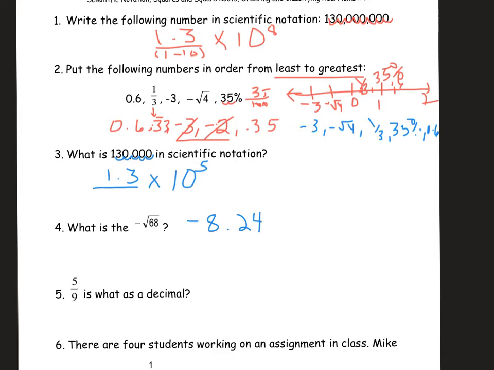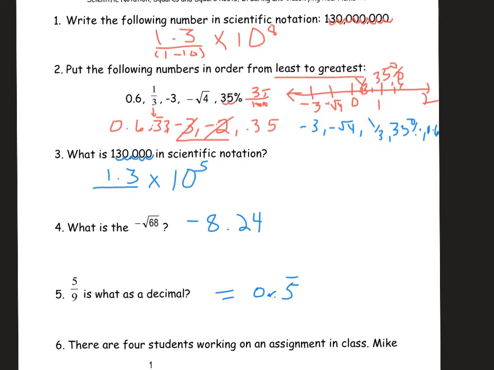5 divided by 9 is what as a decimal? Well, again, in your calculator, if you take 5 and divide that by 9, that's going to give you the decimal of 0.5 repeating. Remember you put your little line indicating that this is a repeating decimal.